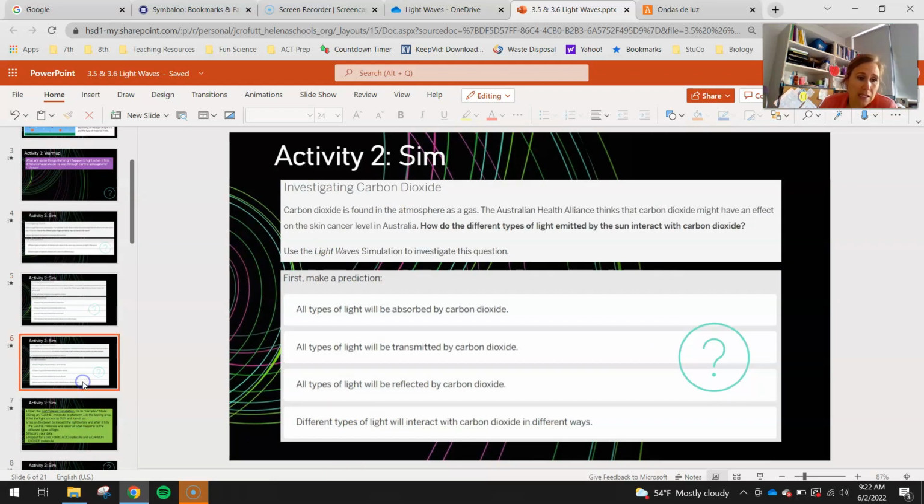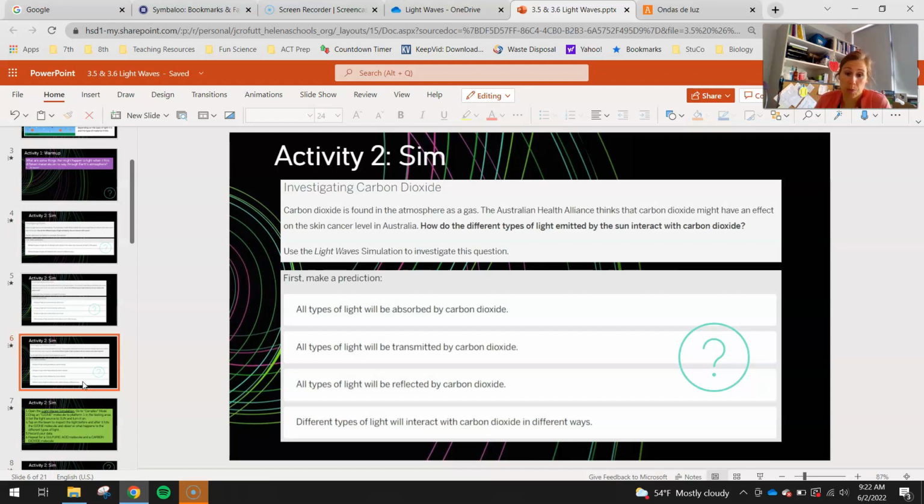Okay, and then finally, the last molecule we're going to look at is carbon dioxide. So carbon dioxide is found in the atmosphere as a gas. The Australian Health Alliance thinks that carbon dioxide might have an effect on the skin cancer level in Australia. How do the different types of light emitted by the sun interact with carbon dioxide? So again, we're going to use the sim to see how light interacts with carbon dioxide. So first, make a prediction.